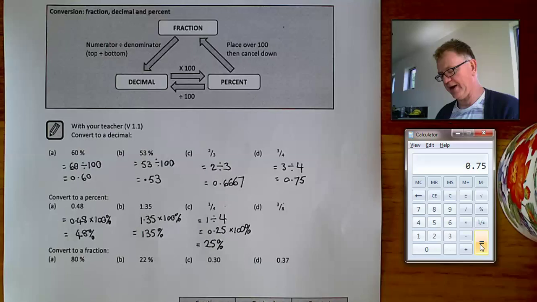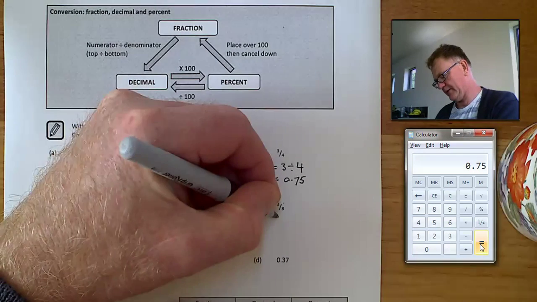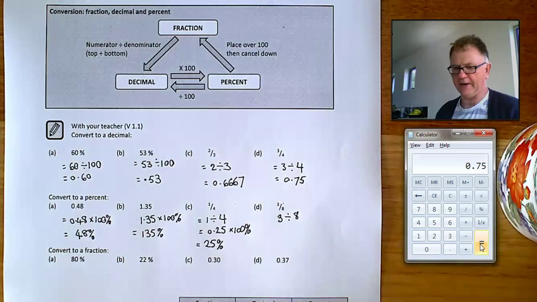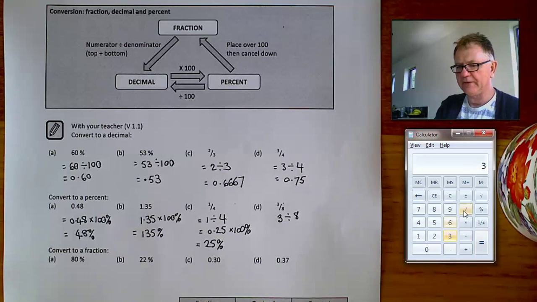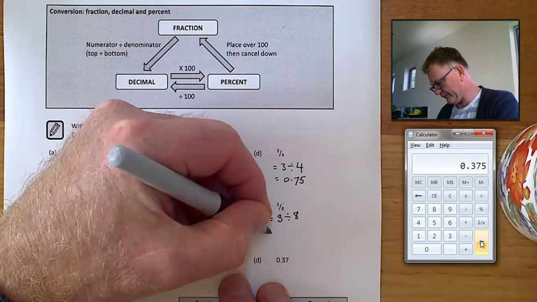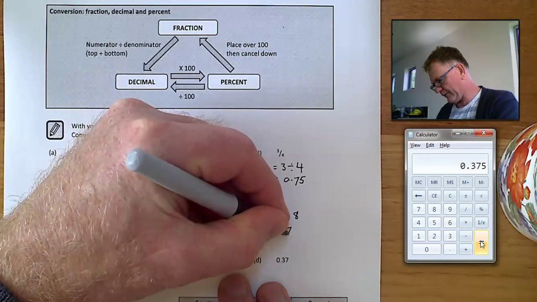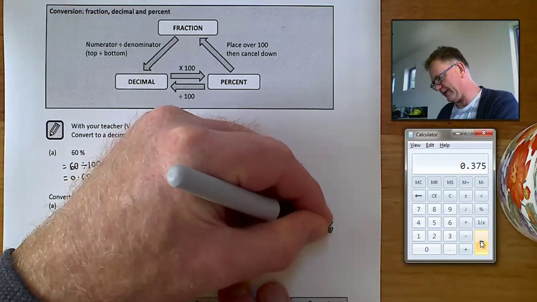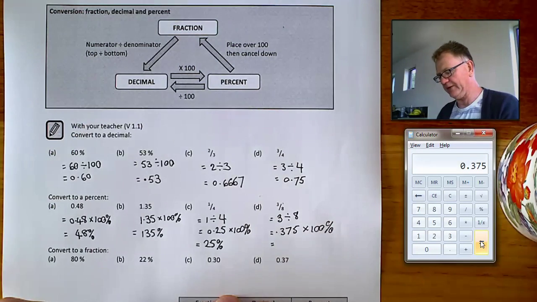And 3/8 is a fraction. Change that to a decimal by going 3 divided by 8. 3 divided by 8 equals 0.375. And if you times it by 100, you will get your answer expressed as a percentage.